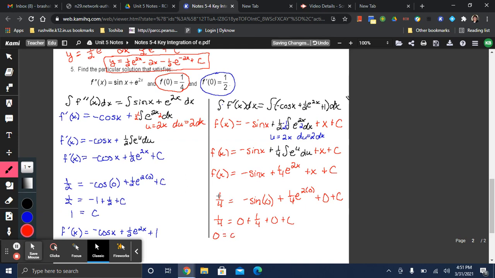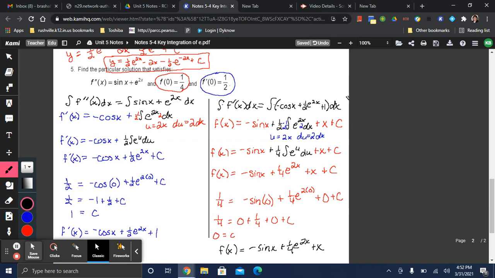So we were supposed to find f of x, and so now we have f of x is equal to, we can go back to this line, the negative of the sine of x plus 1/4 e to the 2x power plus x, with your c being 0. That would be the particular solution at 0, 1/4, and a derivative of 0, 1/2.